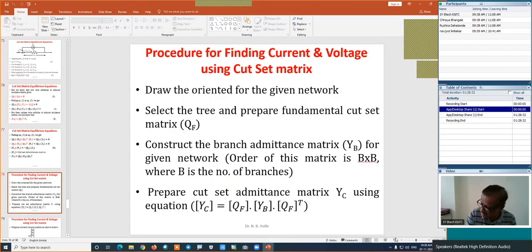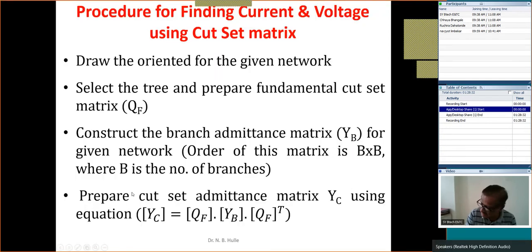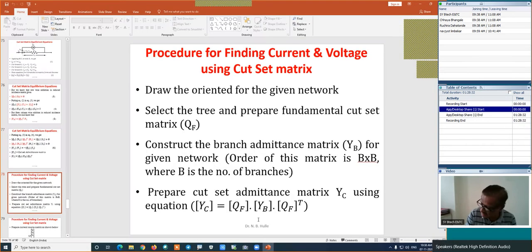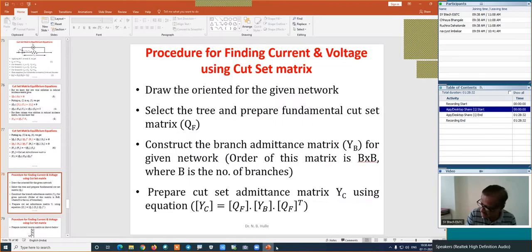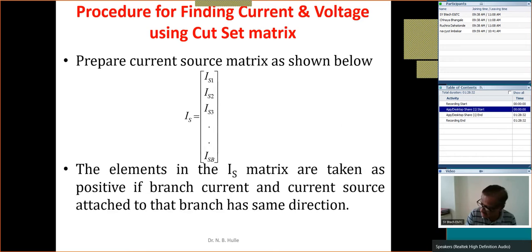Here, what is the next point of the discussion? Prepare the cut set admittance matrix YC using this equation QF into YB into QF transpose. And using that equation, we have prepared this matrix 945, 415, 5, 558. This is YC, that is cut set admittance matrix. What is the next step? In this particular case, the next step is this.